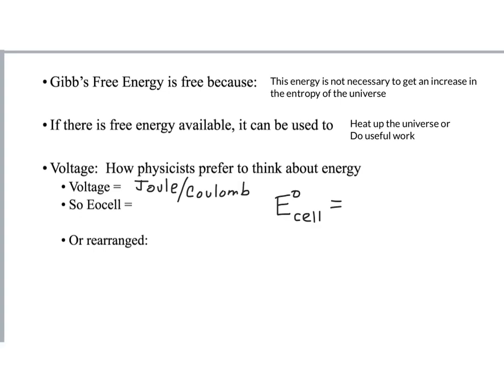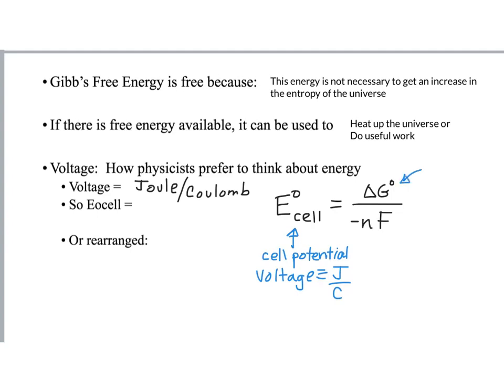You can get units of volts by taking the standard Gibbs free energy divided by something called N times a capital F. So let me talk about each of these terms one at a time. First, we know that E cell is the cell potential, which we calculated using half reactions last week. It's in units of volts or voltage, which means we need to get joules over coulombs. Over here, we have Gibbs free energy, something we're familiar with. And the units of Gibbs free energy are kilojoules over moles.